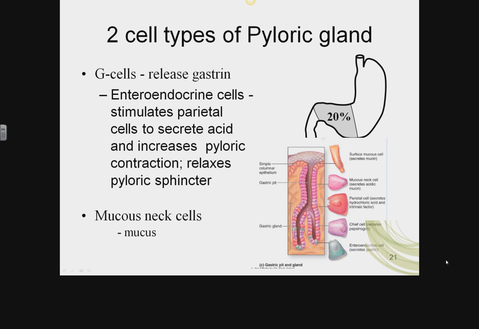These cells release a hormone called gastrin. When gastrin is released into the blood, it in turn circulates through your body only to target the parietal cells of the gastric glands that we just discussed. The parietal cells in turn will release even more hydrochloric acid and intrinsic factor because of gastrin targeting them.